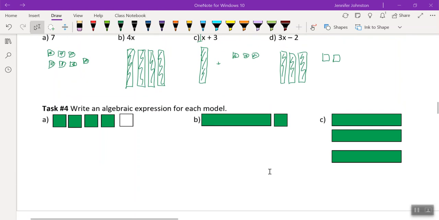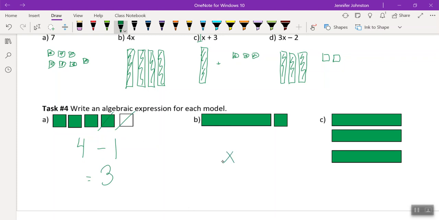For task 4, we have to write an algebraic expression for each model. So this is 1, 2, 3, 4. This would be 4 minus 1. And if we were to combine it, we would get 3, because these would cancel each other out.